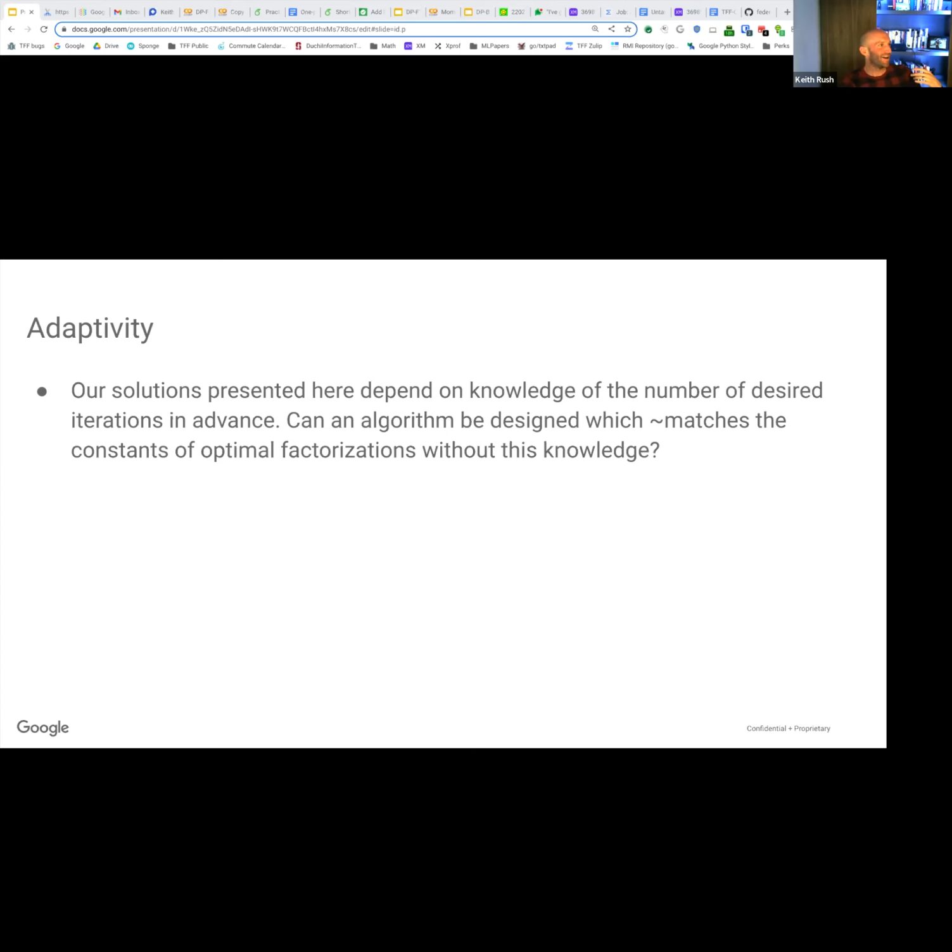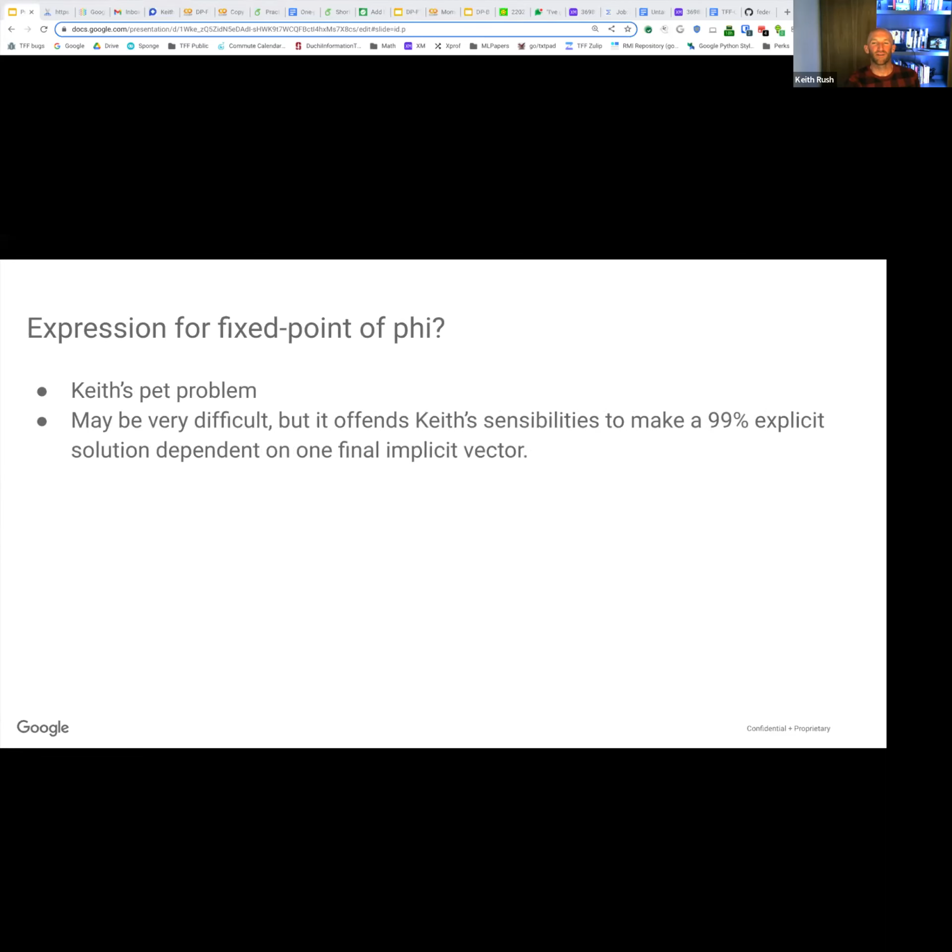Adaptivity. The solutions that we've all presented here depend on knowing the number of iterations you can compute in advance. But can you relax this requirement? And of course, now this is my pet problem. Expression for fixed point of phi.